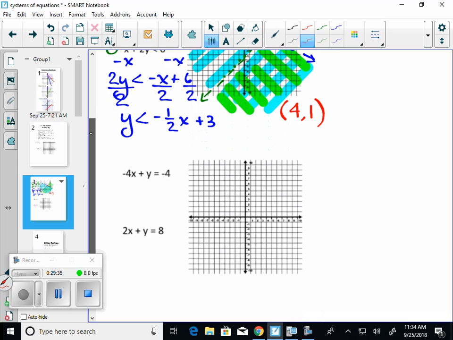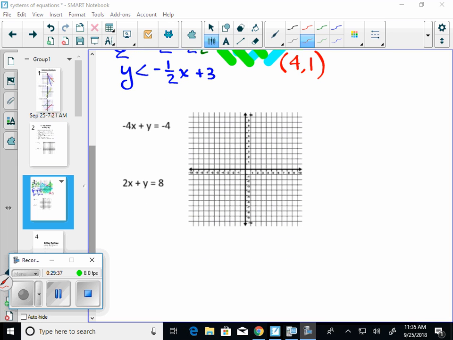And we have one problem left. We need to make sure we change our equations to where they're in the right form. So if I look at negative 4x plus y equals negative 4, I need to get rid of the negative 4x. So add 4x to both sides. y is equal to 4x, no, minus 4. Can I graph that?